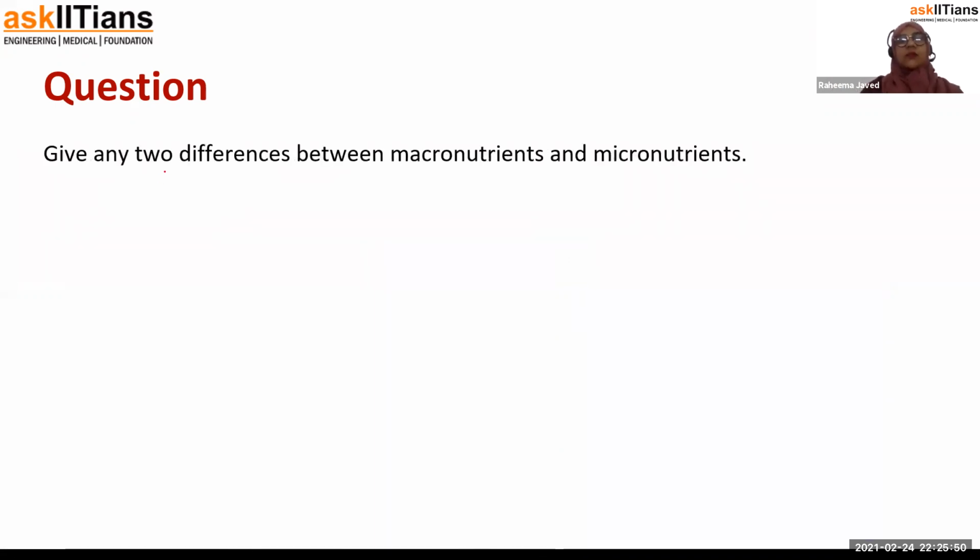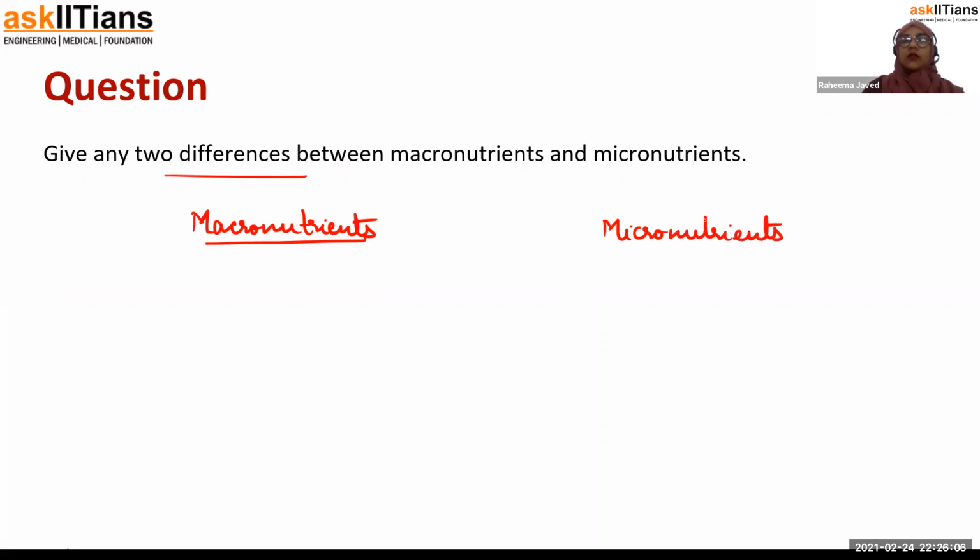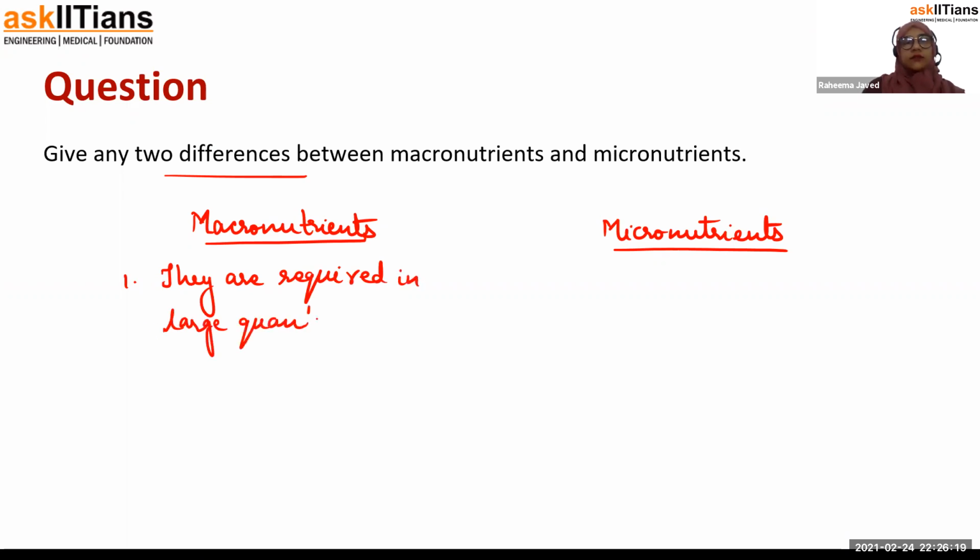The next question is about the two differences between macronutrients and micronutrients. So I'm going to make two columns, one for macronutrients and one for micronutrients. Macronutrients are required in large quantities, and micronutrients are required in small quantities.